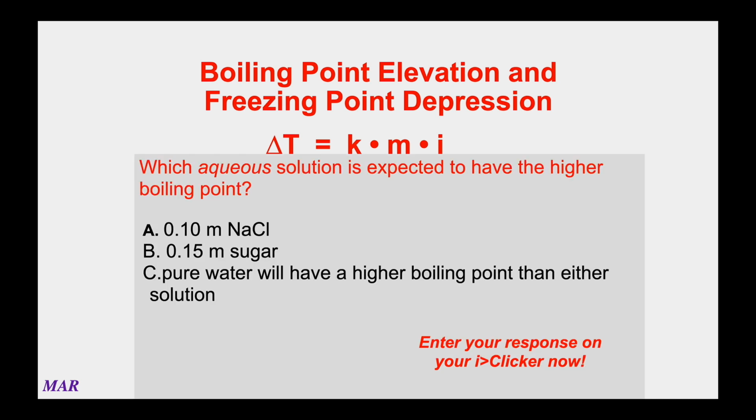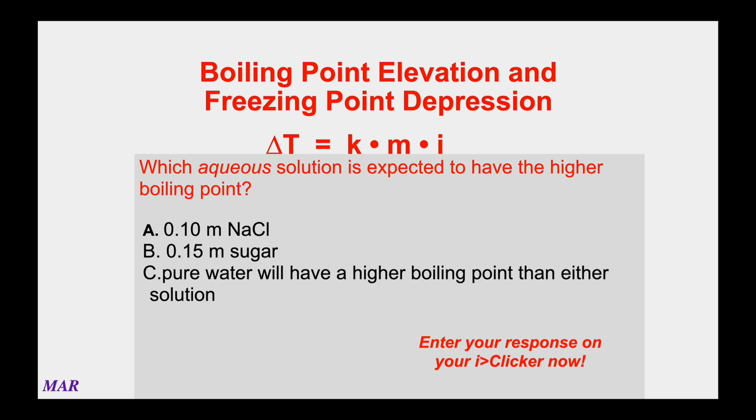Here's a question you might see. Which aqueous solution is expected to have the higher boiling point? It's 0.10 molar sodium chloride and 0.15 molar sugar. And then it says pure water will have the higher boiling point. Well, first of all, C is flat out wrong because all solutions will have higher boiling points than the solvent they came from.